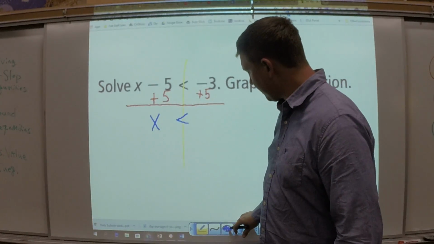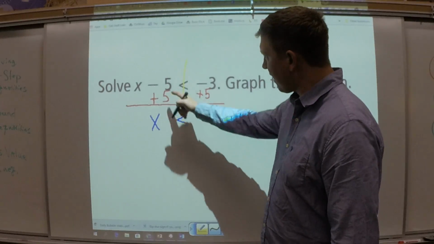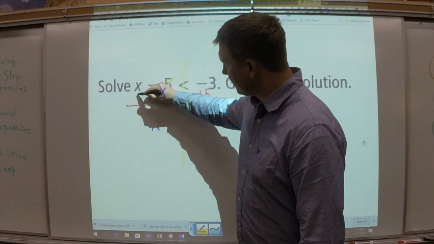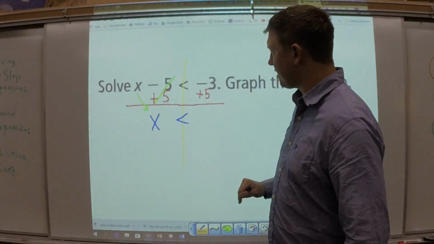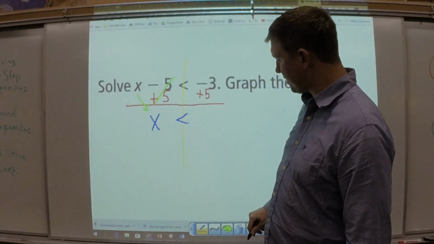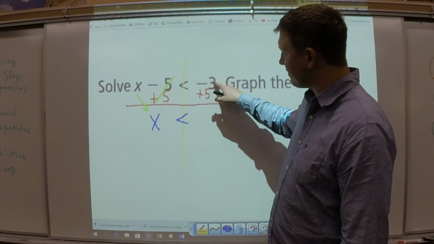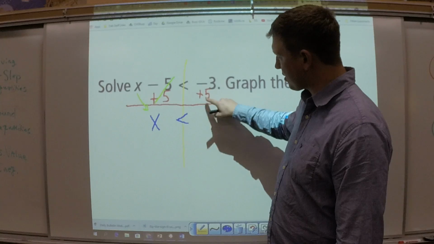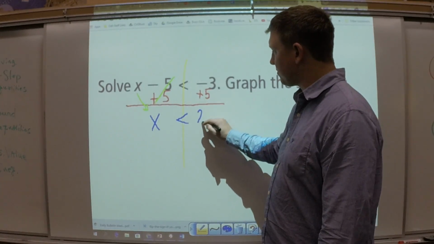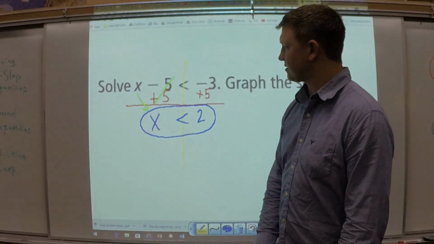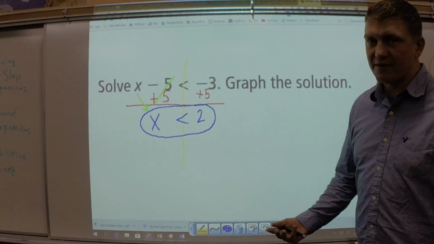These will cross out right here because negative 5 and plus 5 will turn into 0. They'll cancel out, so I end up dropping that x straight down like this. Inequality goes straight down, facing the same way. And my final answer here is 5 minus 3 is 2, or negative 3 plus 5 is also just positive 2, like that. So my final answer looks like this. That's it. That's my final answer.